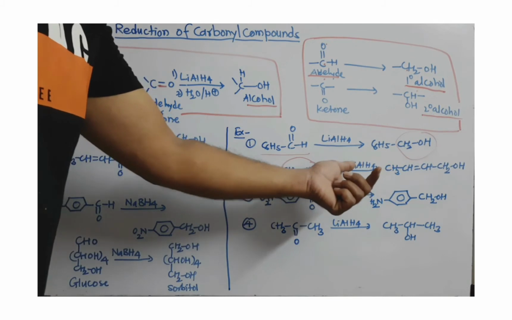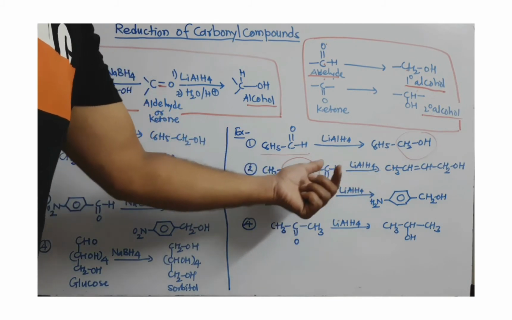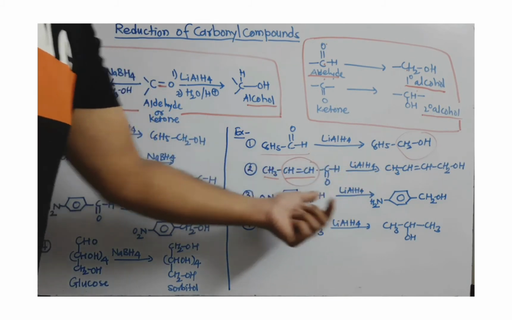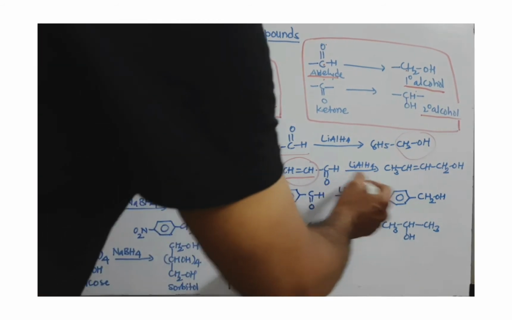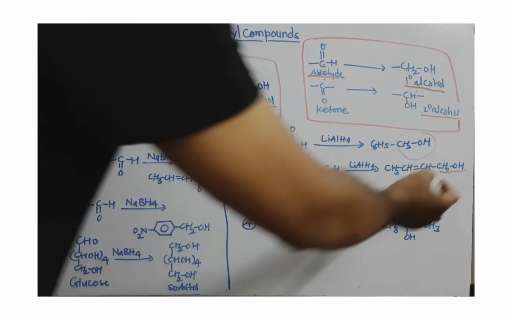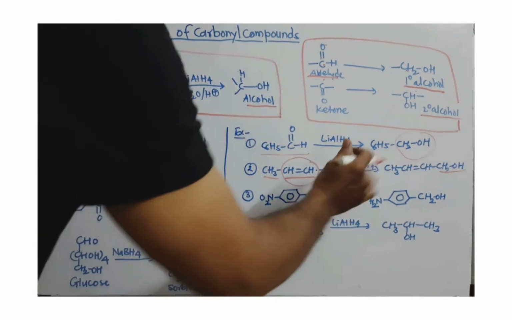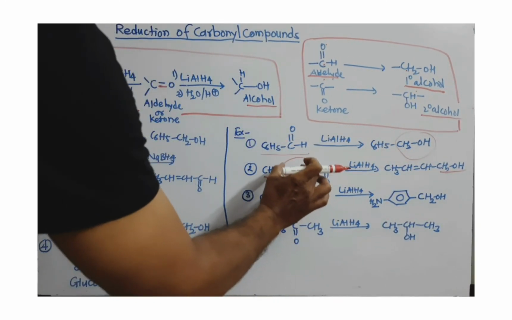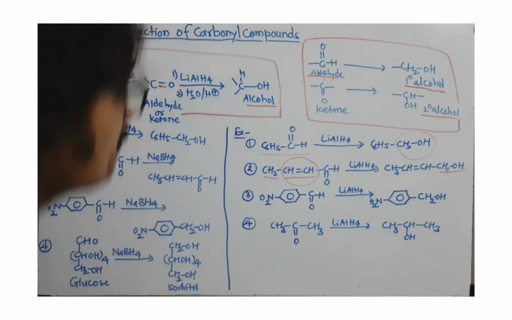So this is a selective reducing agent. It can select only polar double bonds. So again this aldehyde is converted to CH2OH. The primary alcohol is produced without change in the carbon-carbon double bond, which is non-polar.